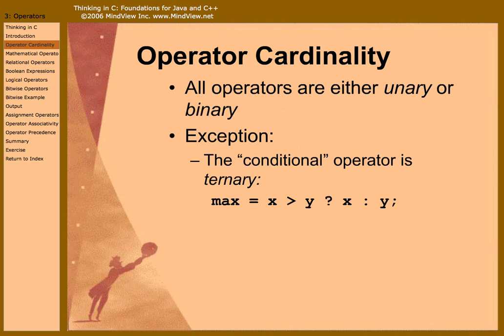So if you look at the example here, it says max equals, and then that first operand which precedes the question mark is the condition. X greater than Y. If that is true, then the next operand is the value that is returned from this expression, X. Otherwise, if it's not true, then Y is returned. So this is pretty much logically the same as if X is greater than Y, max equals X, else max equals Y. However, it's a more compact statement.